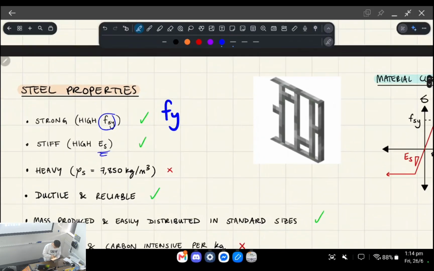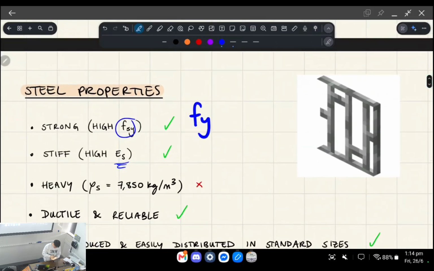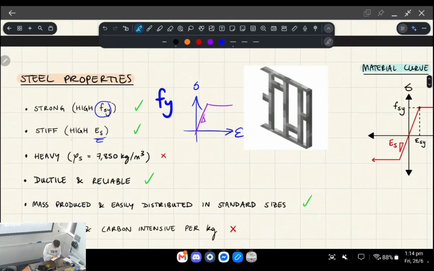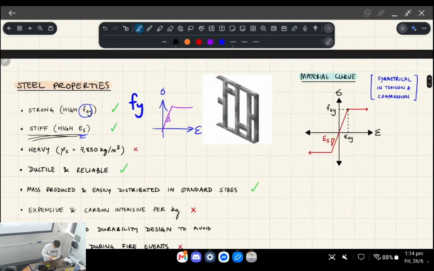It's very stiff in terms of elastic modulus, right? So in terms of that stress strain curve, say this is a material curve for steel. You've got a very high gradient in the elastic region, right? Which allows it to be very stiff is the way that we describe it.